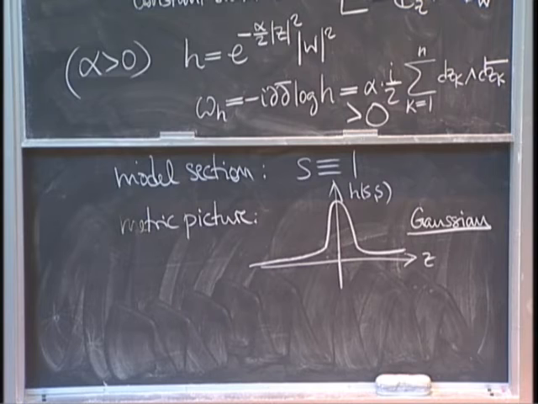So then that's just a picture, but how do I turn that into a construction? How do I turn that upside down and construct holomorphic sections?